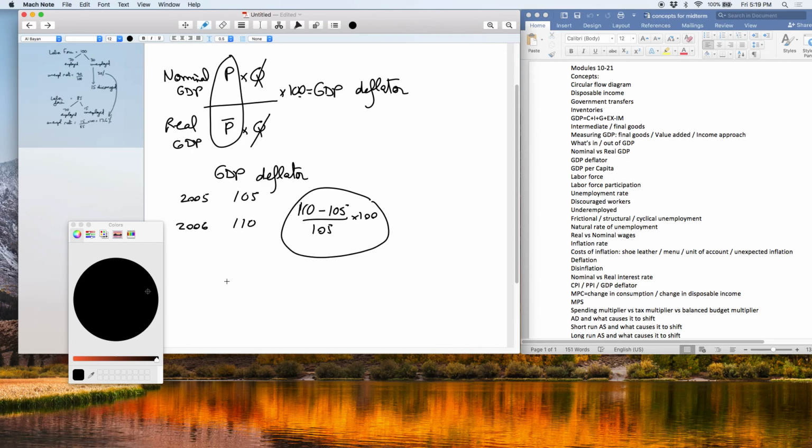GDP per capita is GDP divided by the population. This is a better measure of the size of your GDP, because if you're comparing, for example, China to Puerto Rico, obviously China is a bigger country, it has a bigger GDP. But if you're comparing, a better way to compare it is to look at GDP per person. So that's GDP per capita.